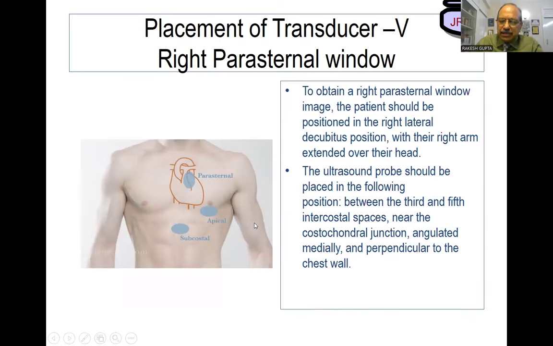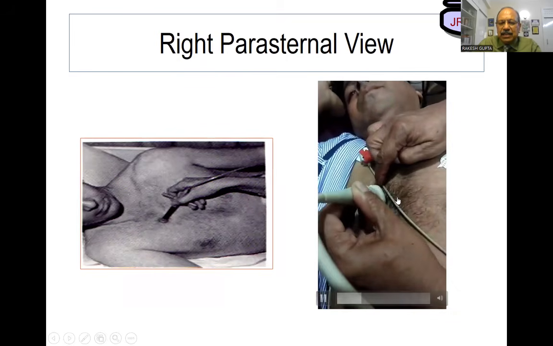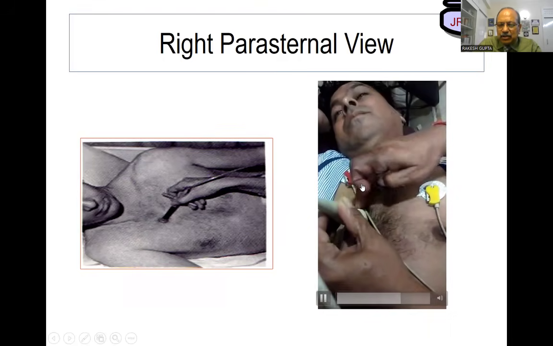Last, the right venous window. I'm not going to touch it at this moment for you, but let's see. Let's write third intercostal space. Index marker 11 to 2 o'clock position.